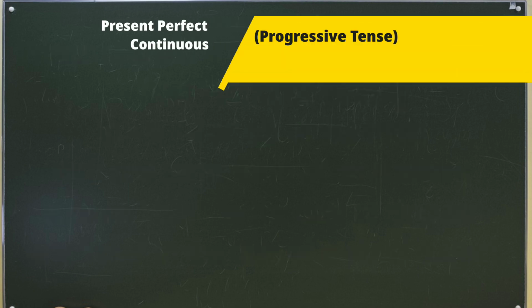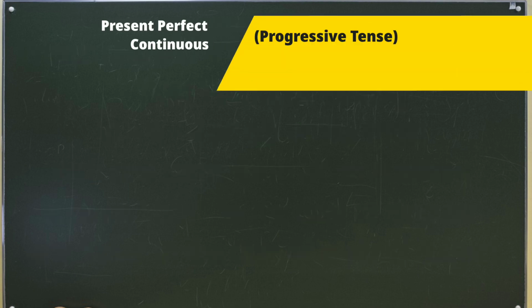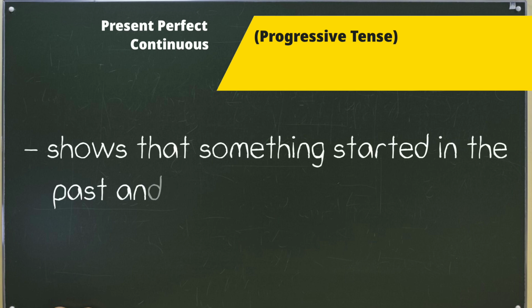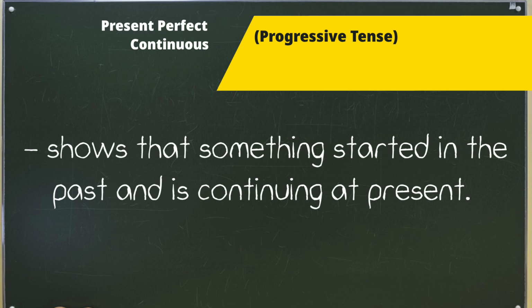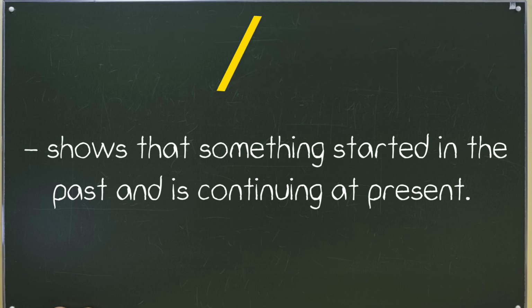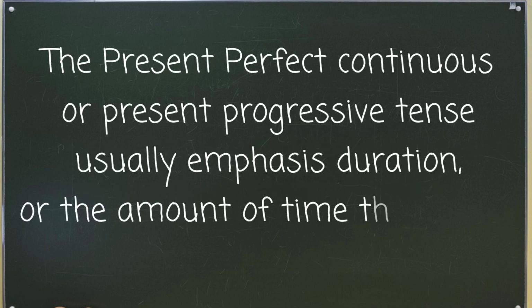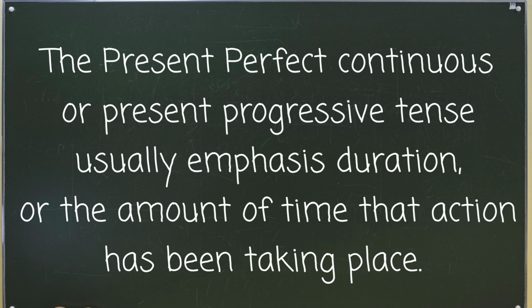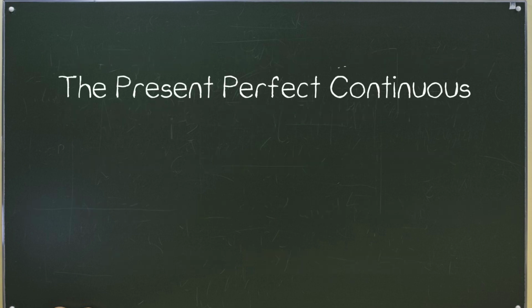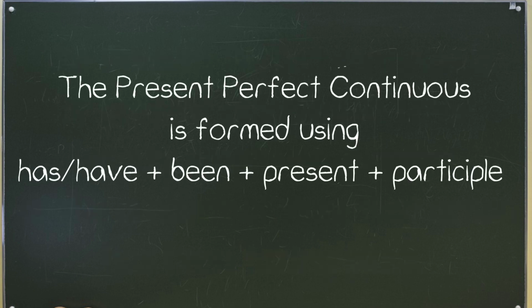Next, the present perfect continuous or progressive tense. Now what is the present perfect continuous tense? The present perfect continuous tense shows that something started in the past and is continuing in the present. It usually emphasizes duration, or the amount of time that an action has been taking place. The present perfect continuous is formed using have or has plus been plus the present participle.